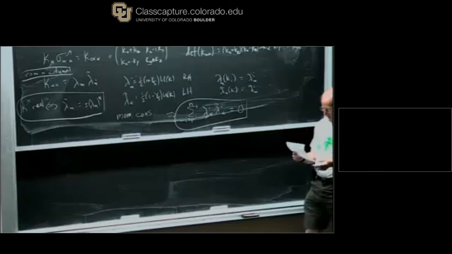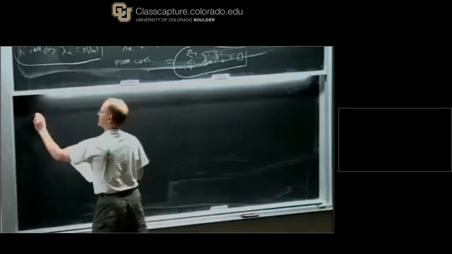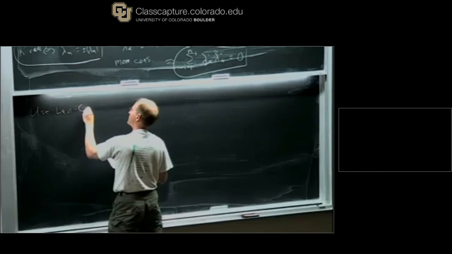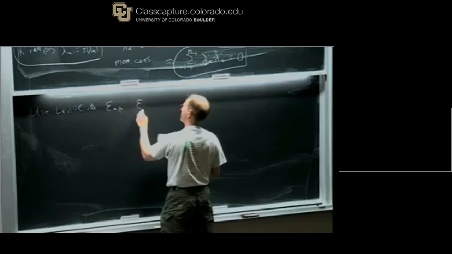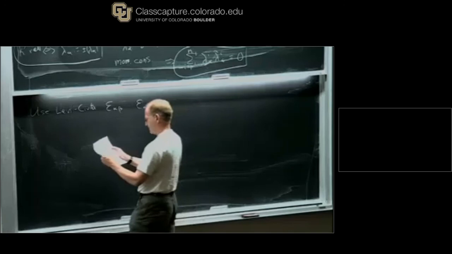Now, the two-component spinors aren't Lorentz invariant, but we can use the Levi-Civita tensor for the two-dimensional indices. So this is just the anti-symmetric tensor on two indices to construct invariants. So let me just write those down, and then I'll bring this to a close.